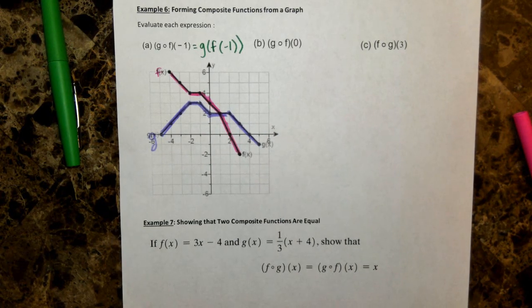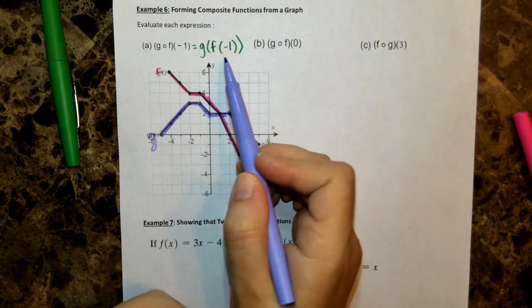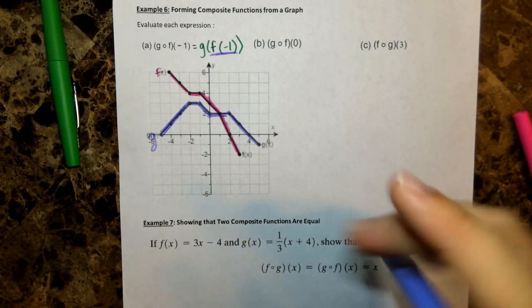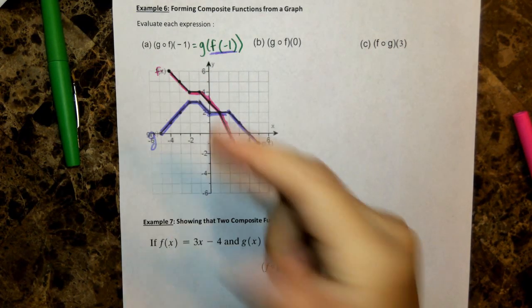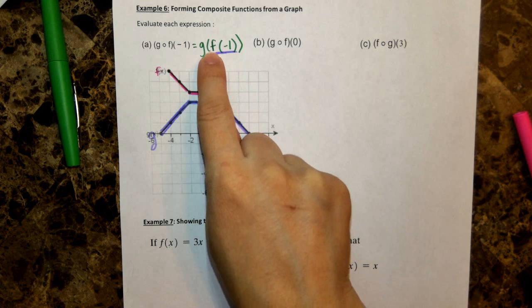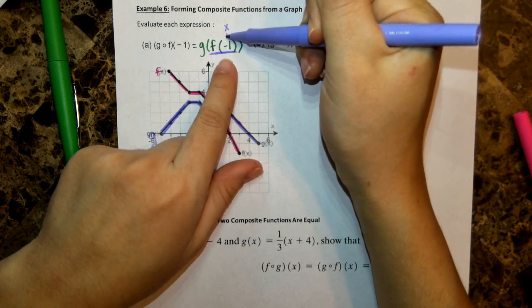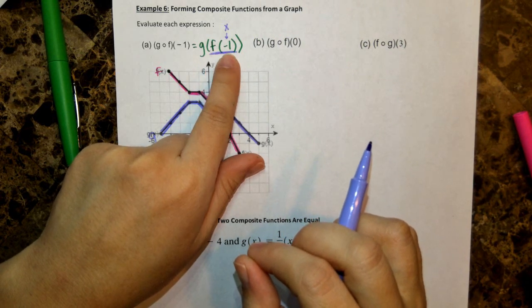All right, so the way we're going to start this is, once again, we are going to start with the inside part and work my way out. Anytime I have a table or graph, I like to work with the inside and then work my way out. So the inside part says figure out what's f of negative 1. That just means look at your graph. When x is negative 1, figure out what the f function value is.